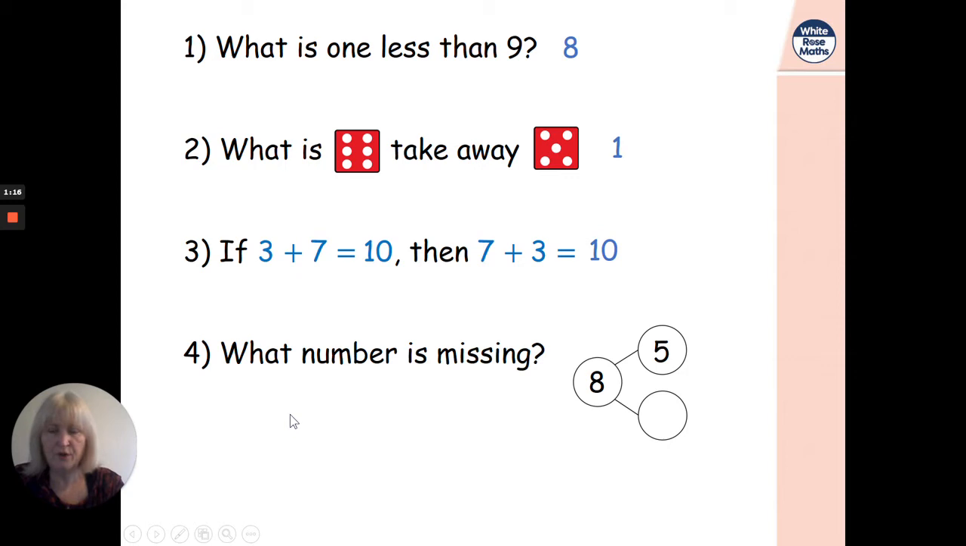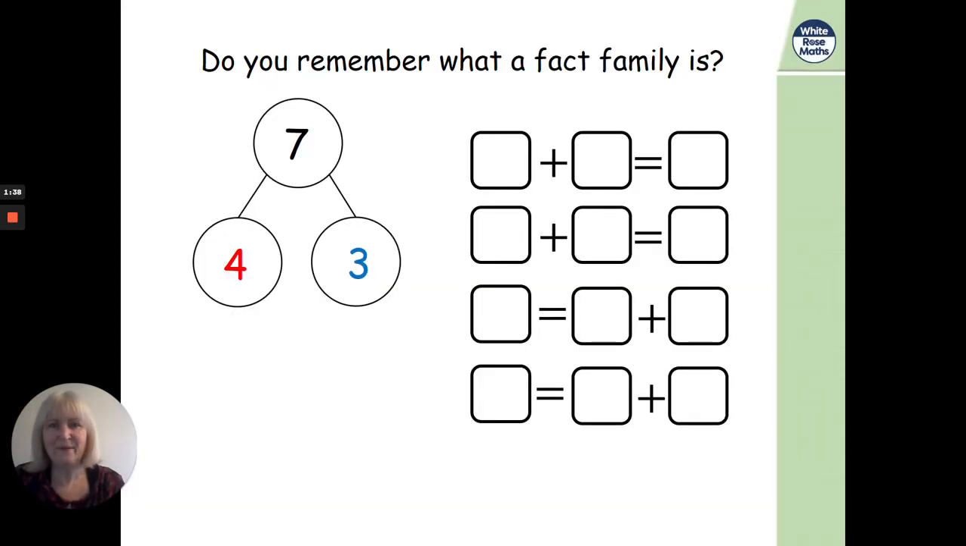Number 4, what number is missing? So we've got 8 as our whole, and we've got 2 parts of the cherry diagram to finish. So we've got 5 in one of the parts. So if the whole was 8, and we know that one of the parts is 5, the other part must be 3, mustn't it? Okay.